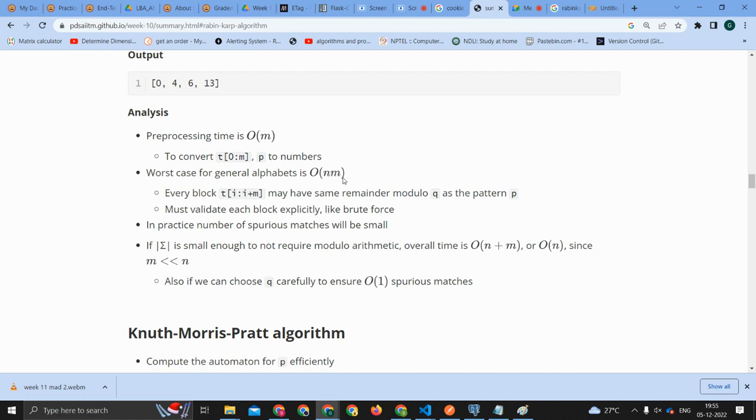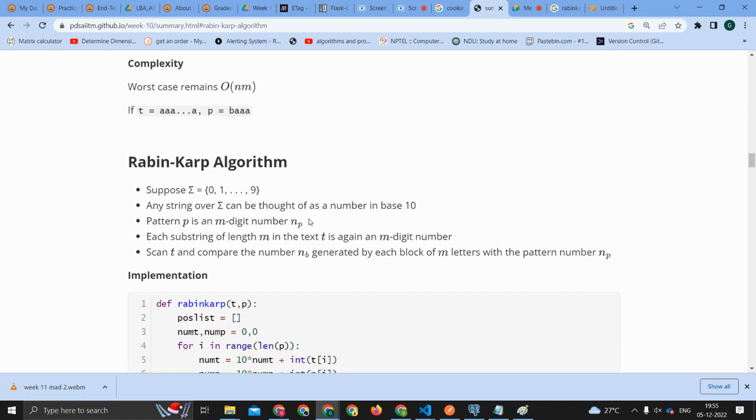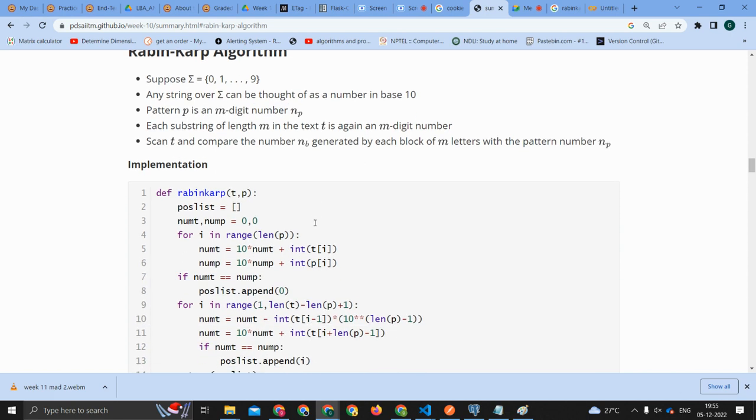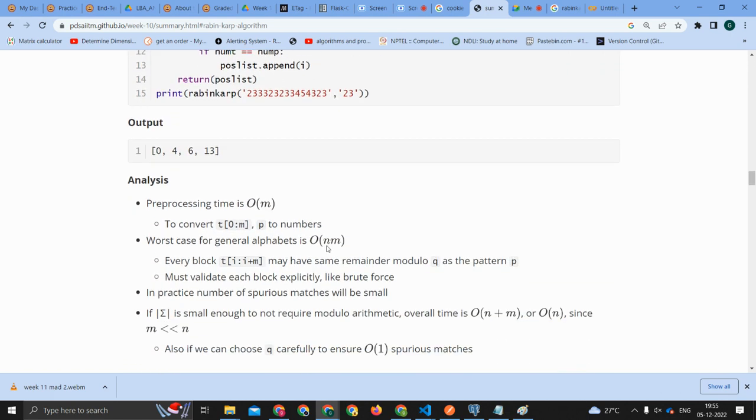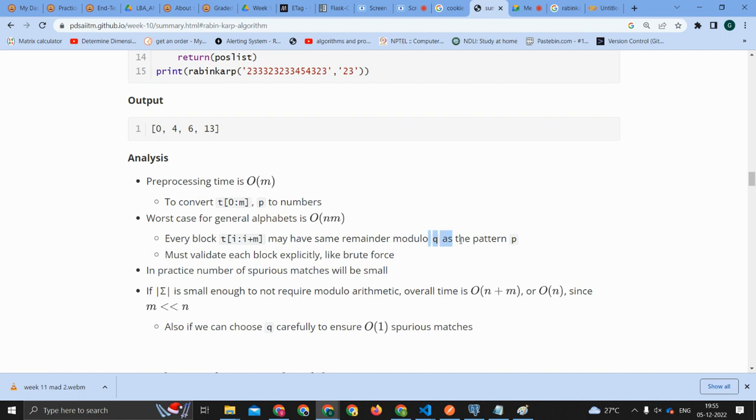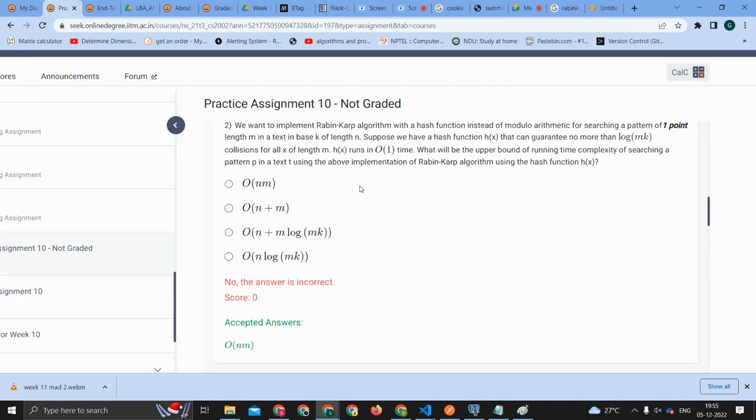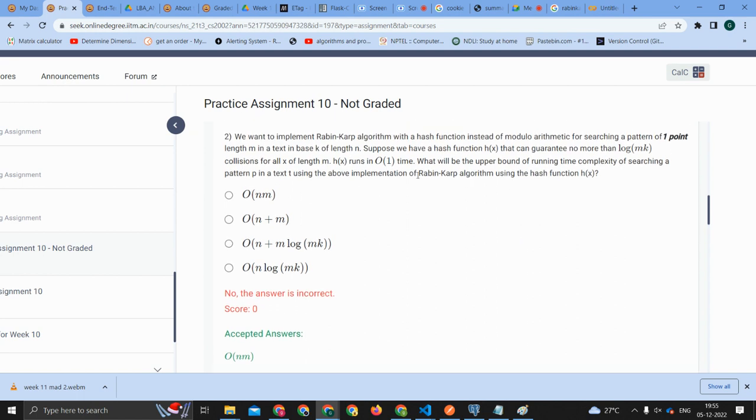So here N into M, what is N? N is the size of the text, I think, right? N is the size of the text. M is the pattern length. Modulo Q as the pattern. We can move ahead, Gokul. Time complexity will take time.